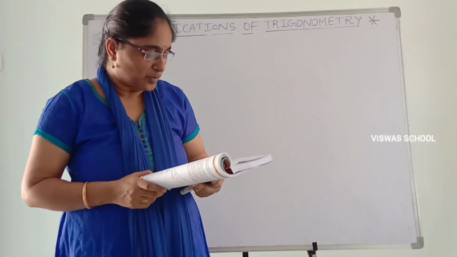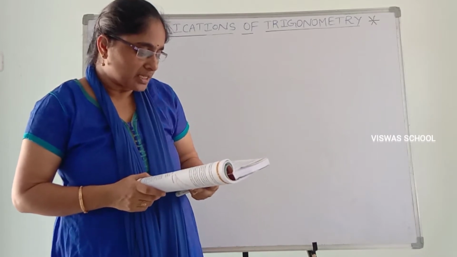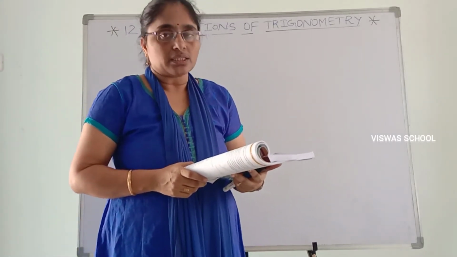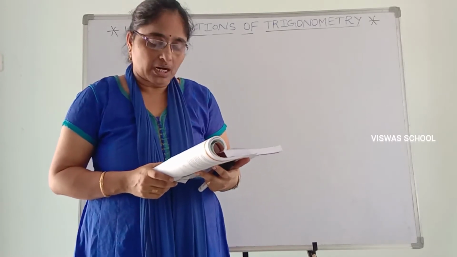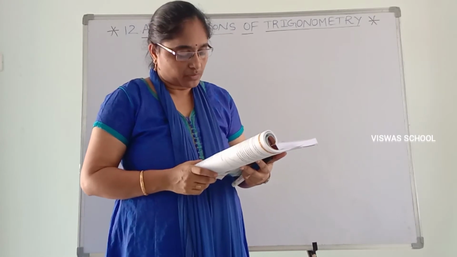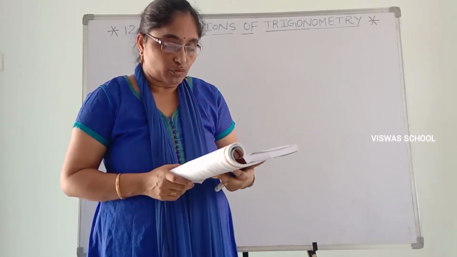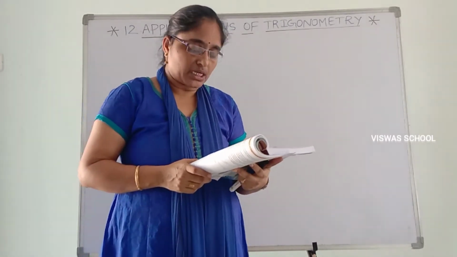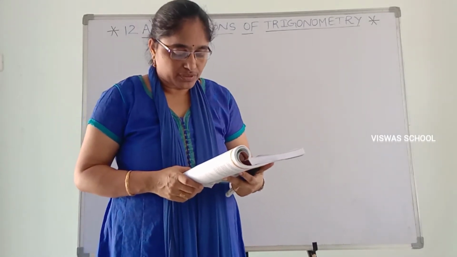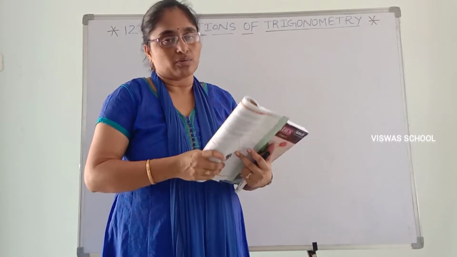Next, the second problem. A tree breaks due to a storm and the broken part bends so that the top of the tree touches the ground, making a 30 degrees angle with the ground. The distance between the foot of the tree and the top of the tree on the ground is 6 meters. Find the height of the tree before falling down.